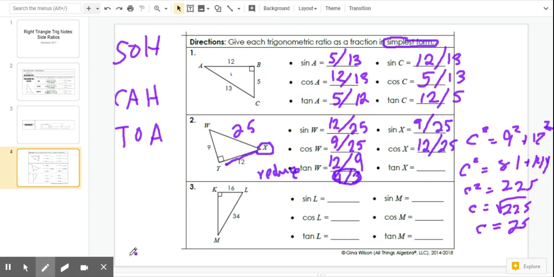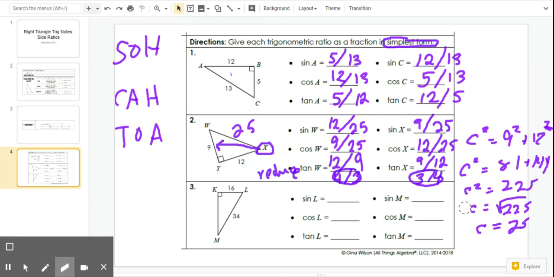And then tangent is opposite over adjacent. So opposite is 9 over adjacent, which is 12. And again, we're going to reduce this the same way we did with this one. So it's going to become 3 over 4. All right. So that's it for number 2.